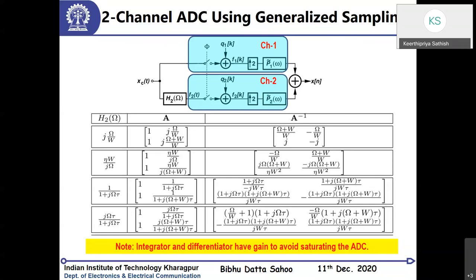Thank you very much, Dr. Bibhudatta Sahoo, sir, for the detailed explanation on ADCs and how the sampling is done and all those things. I have one question. If we go for millimeter wave applications, say 26 gigahertz or 28 gigahertz, what are the challenges in designing ADCs? Do you have any comments on that?